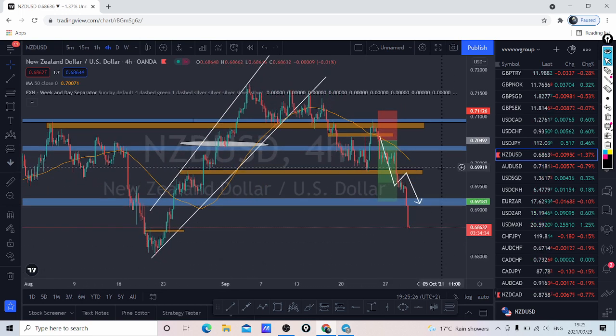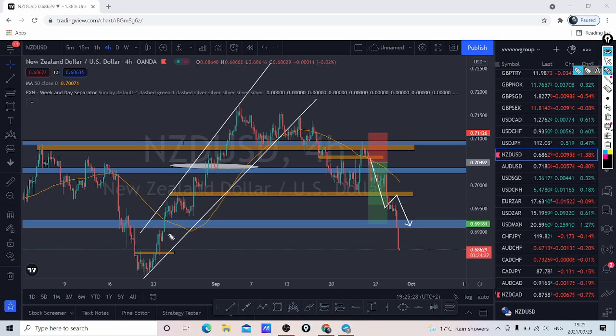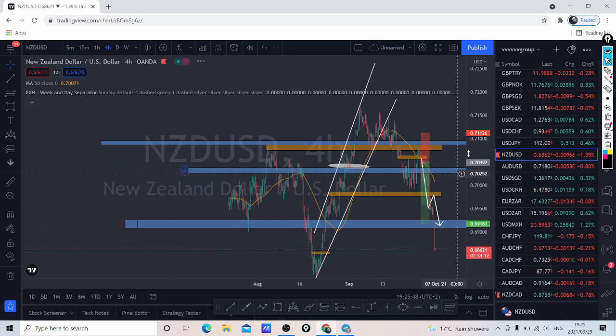The market is down. So we waited here. Even in this consolidation, I was waiting. But when I saw a break followed by a retest of this previous structure here, that's when I knew for sure that now it's time to go.